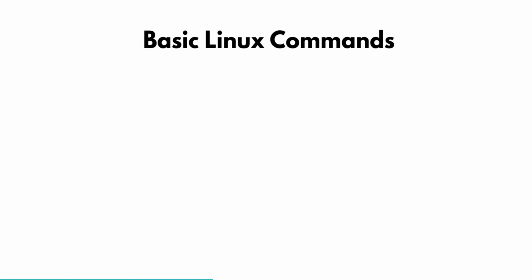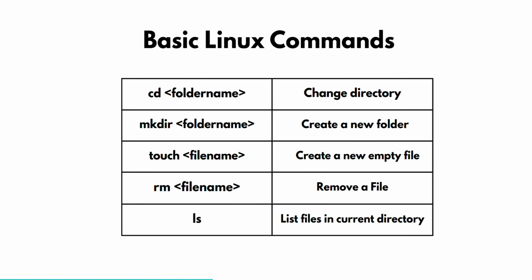Now, while working with Git commands, you need to know some basic Linux commands. First we have cd and the name of the folder. Once this command is executed, it changes the directory. Then we have the mkdir command with the name of the folder. Once executed, it creates a new folder on your computer. Then we have the touch command with the name of the file. Once executed, it creates an empty file in that particular folder.